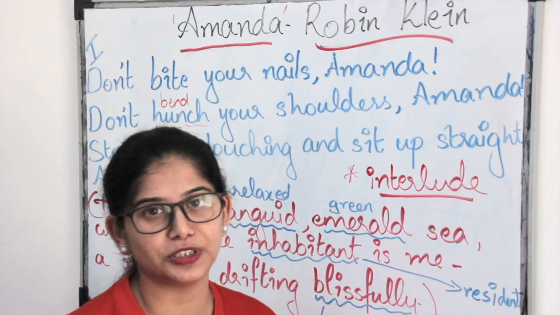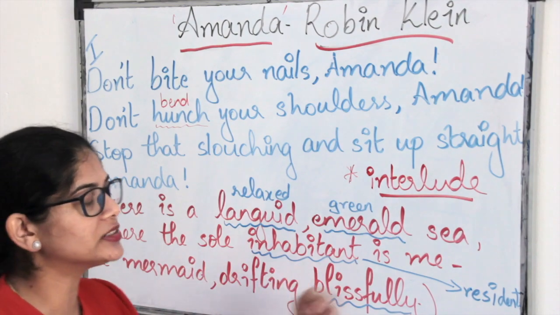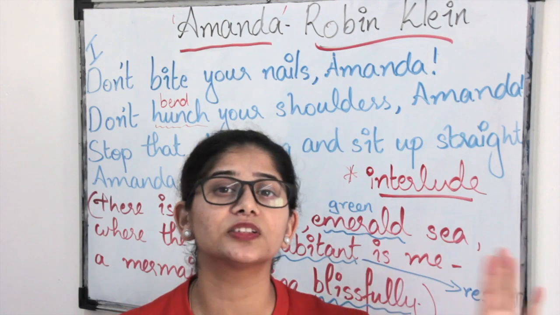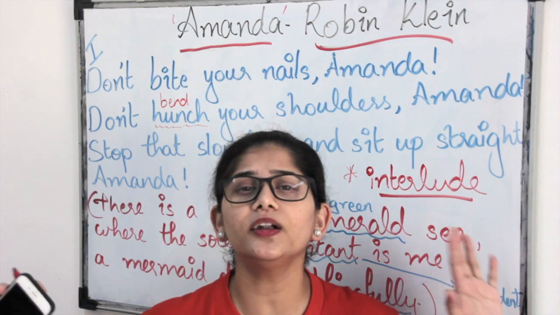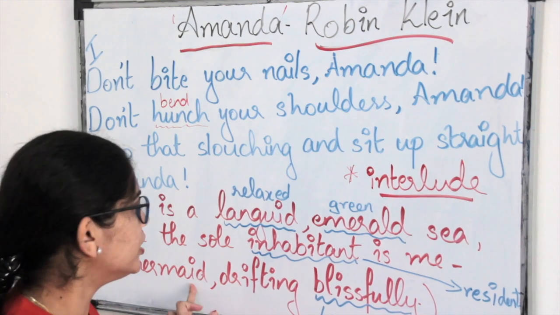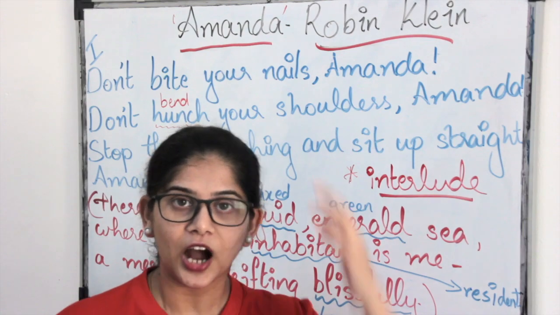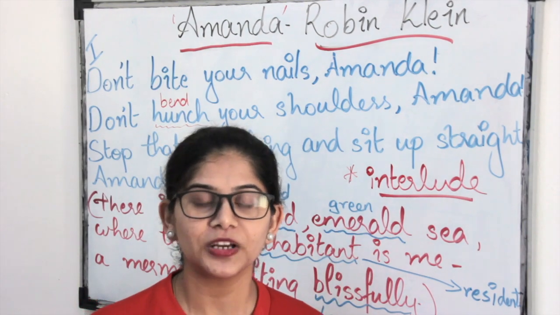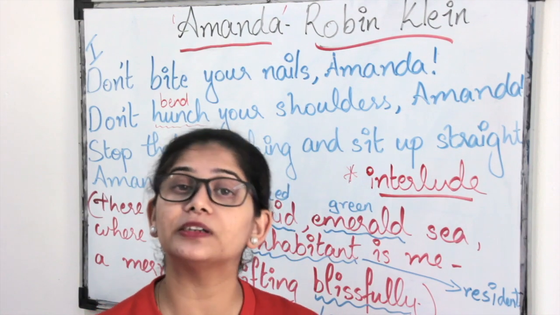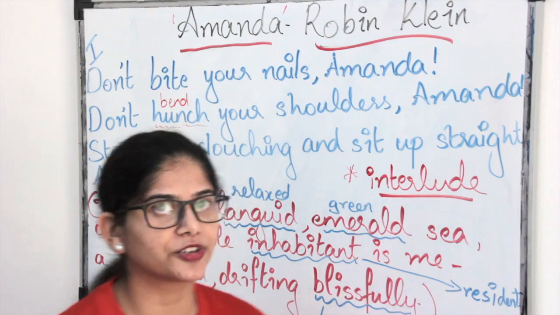See the metaphor being used over the emerald. Where the sole inhabitant is me. Where I'm the only person residing there. I'm the only person in that particular sea. A mermaid drifting blissfully. You know who a mermaid is, right? Half human and half fish. So I'm the mermaid over there. I'm the only mermaid, the only person in that particular sea. And what am I doing? I'm drifting.